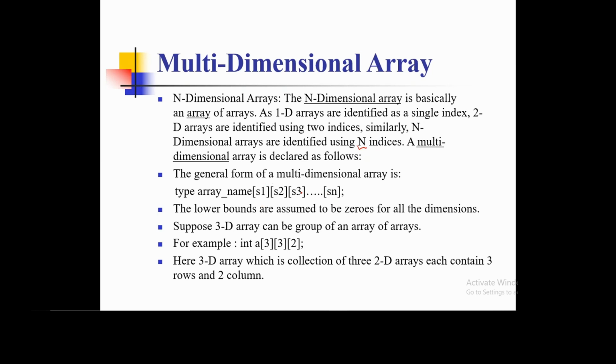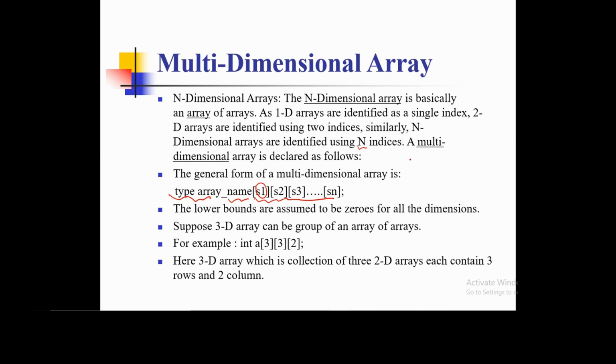This is the general form of a multi-dimensional array: the type of the array, the name of the array, and then the number of elements in different dimensions, or we can say the size of each dimension, like 5 elements, 4 elements, and so on. I have shown you in the previous slides that when we are just showing the number of elements, the bounds are not shown. So we can write it like this.